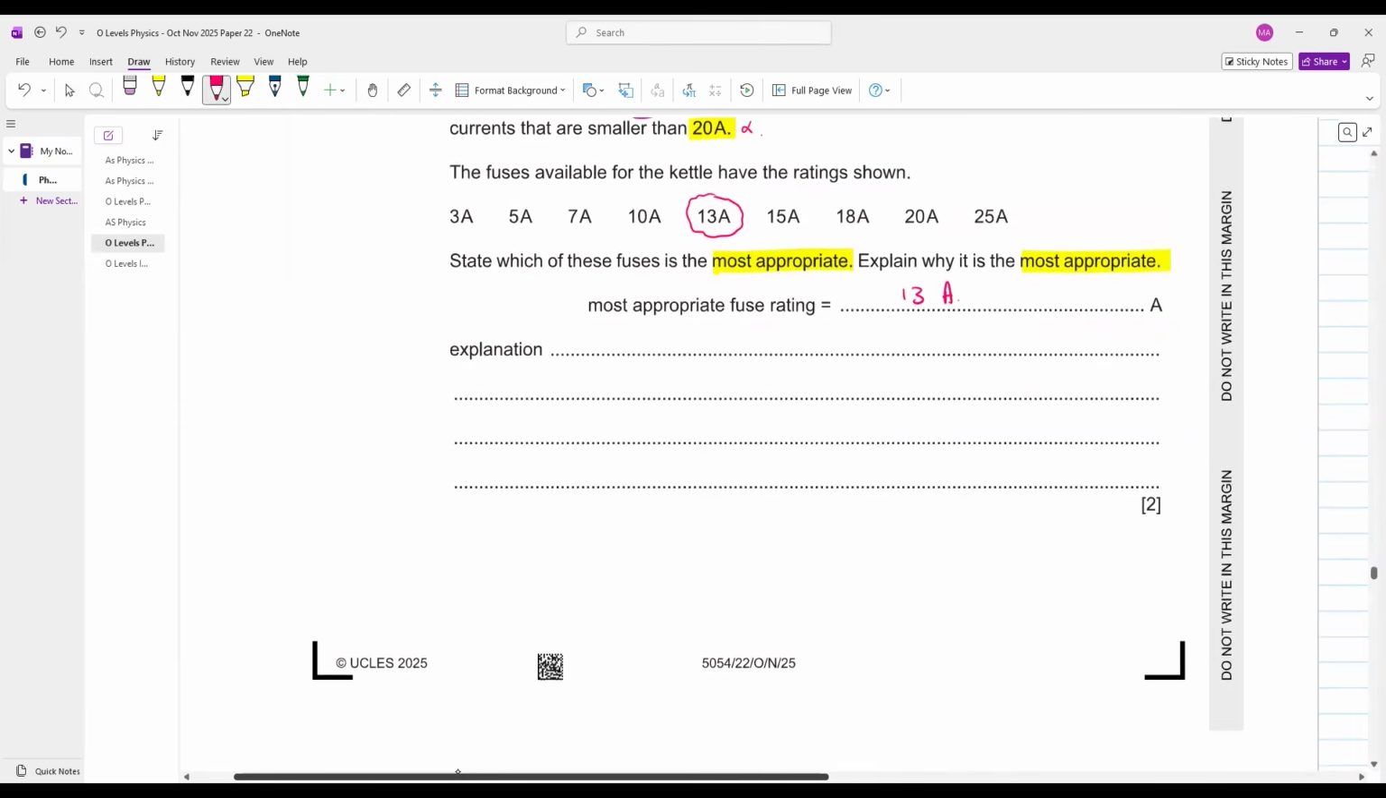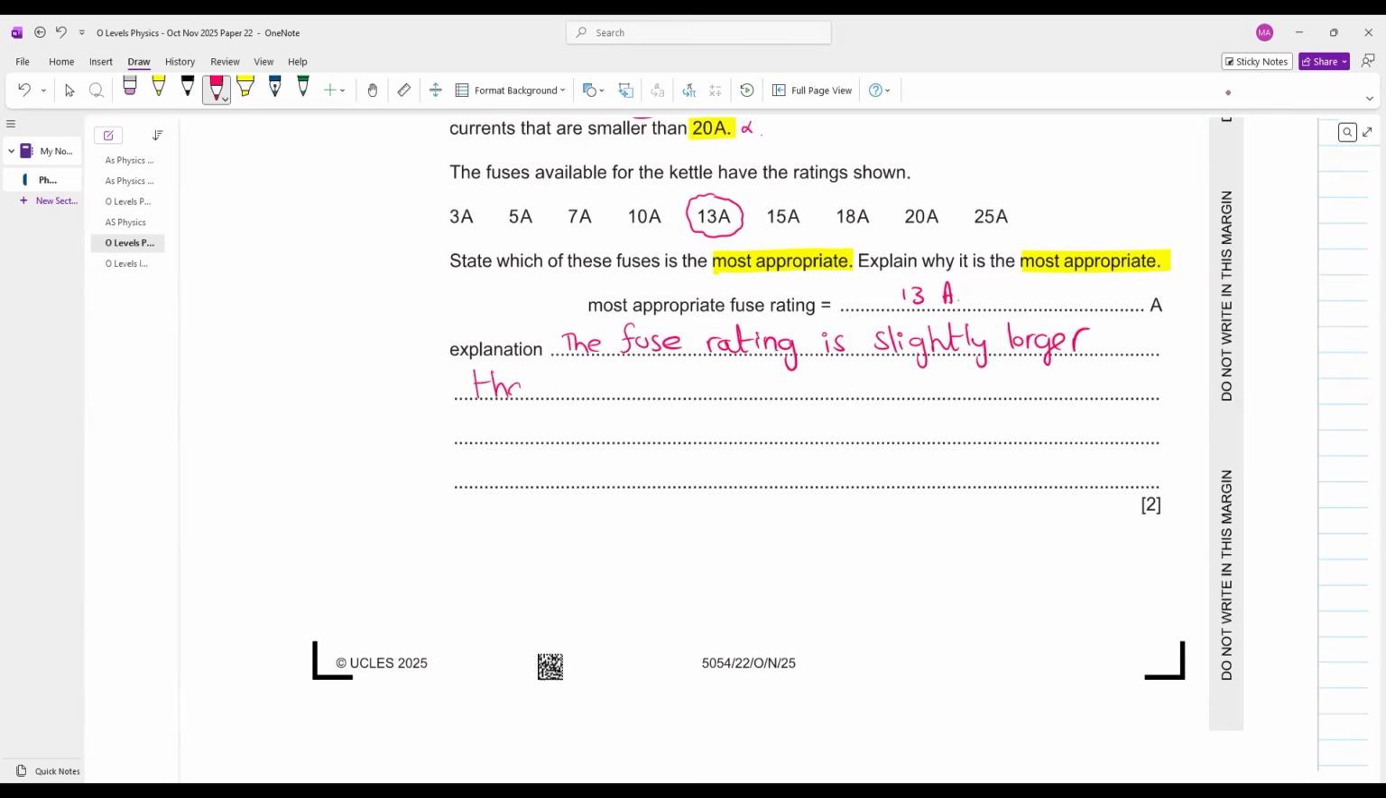So you will say that the fuse rating is larger, slightly larger than the current in the kettle. The fuse rating is slightly larger than the operating current in the appliance. Simple. Nothing complicated here.